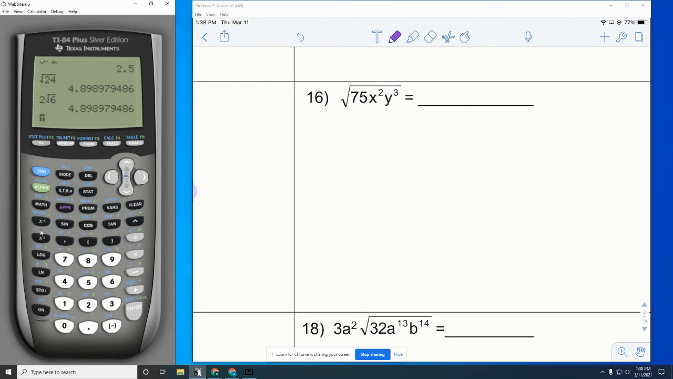Number 16, I checked the square root of 75, and it does not work nicely. 75 ends in a 5, so I'm going to see, and yes, it is divisible by 5. 15 is 5 and 3, so I have 3, 5, and 5.